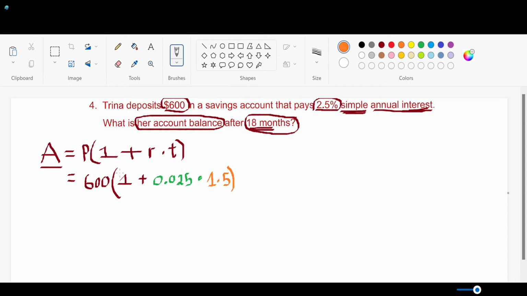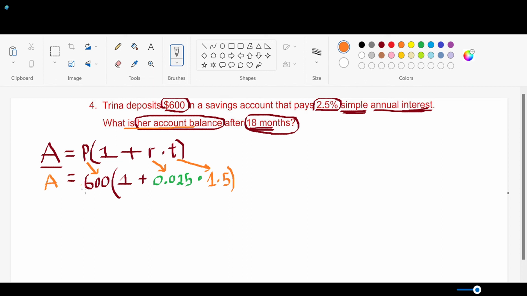Again, let's go back. The principal is $600. That's how much money she deposited into the account. The rate is 2.5%, converted into a decimal, which is 0.025. And the time is 18 months, which is a year and a half, how long she left the money in the savings account. The question asked is, what is the account balance? So I'm looking for A. There is my A.